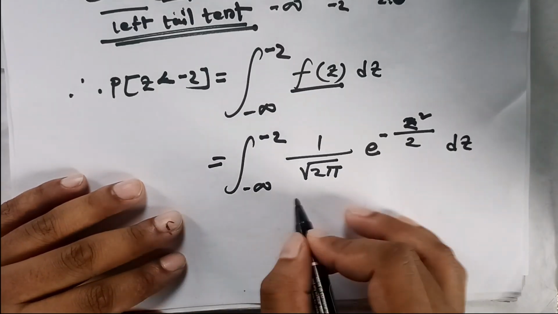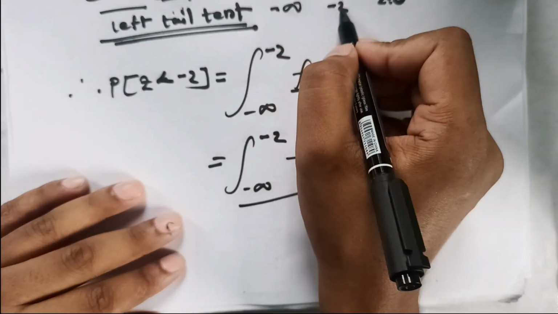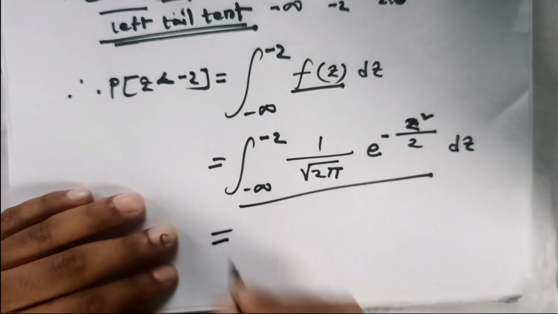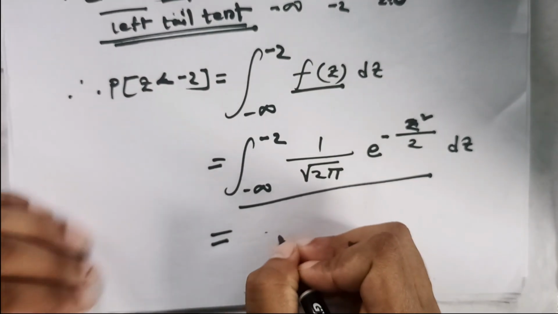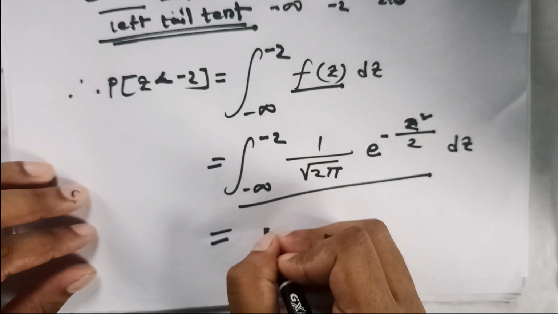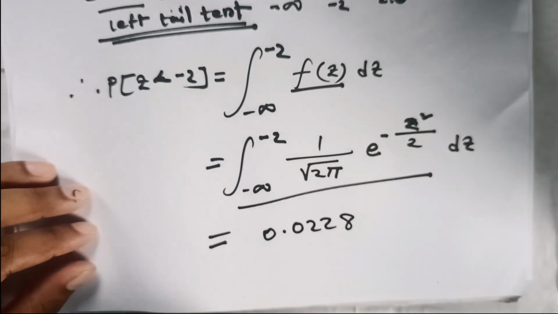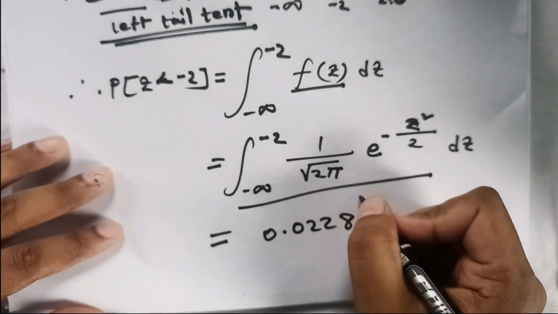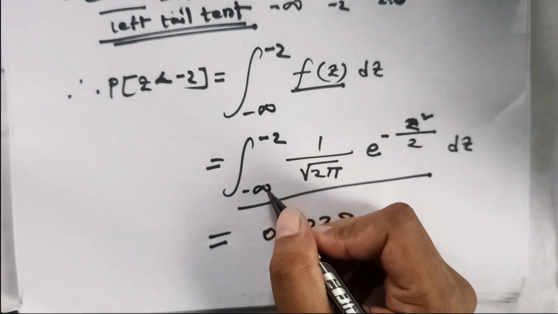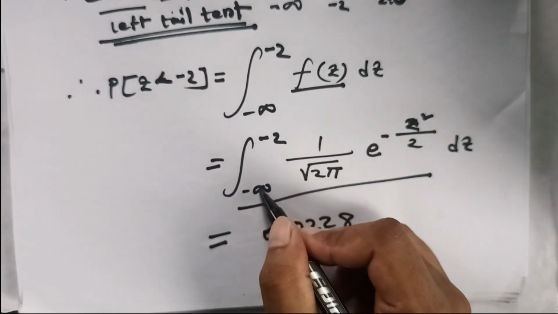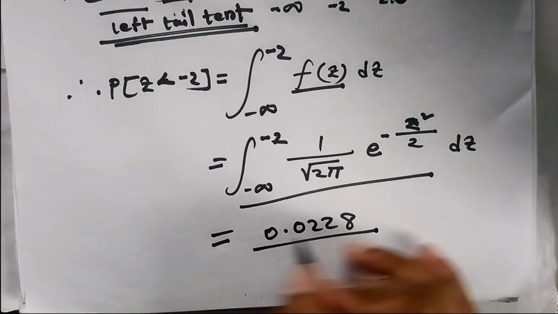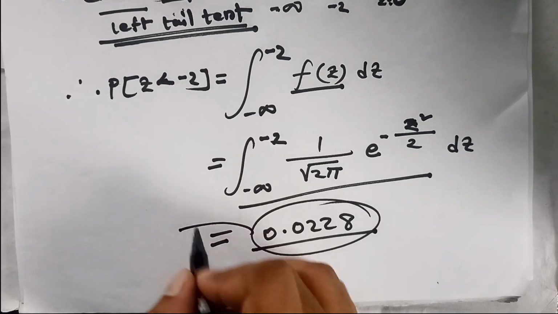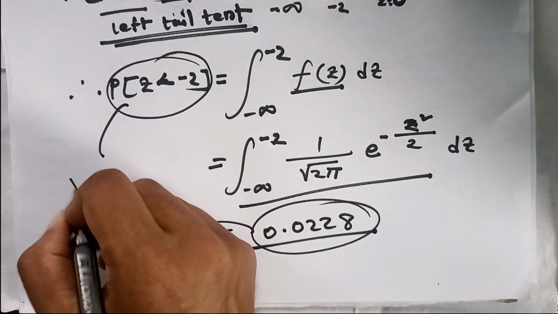So if you integrate this one over the range -infinity to -2, what will you be left with? You will get a value of 0.0228. I directly calculated it using a calculator. You can do it yourself: you put minus infinity to minus 2, then you will get this result. And what is this result actually? This result is about this area, and this is nothing but my p-value.